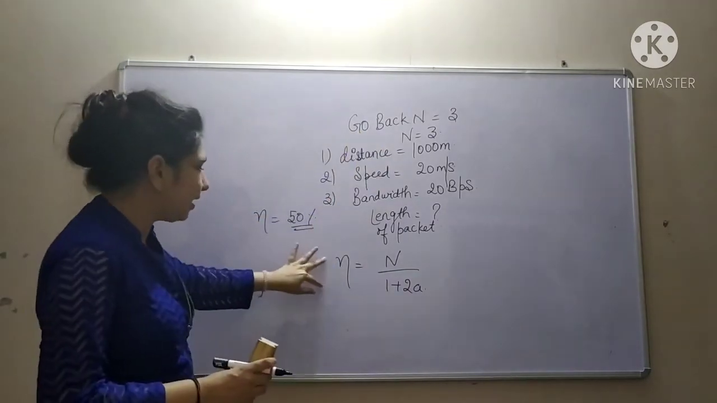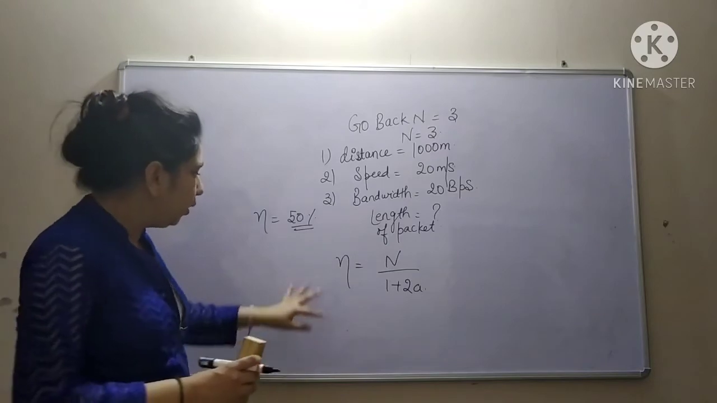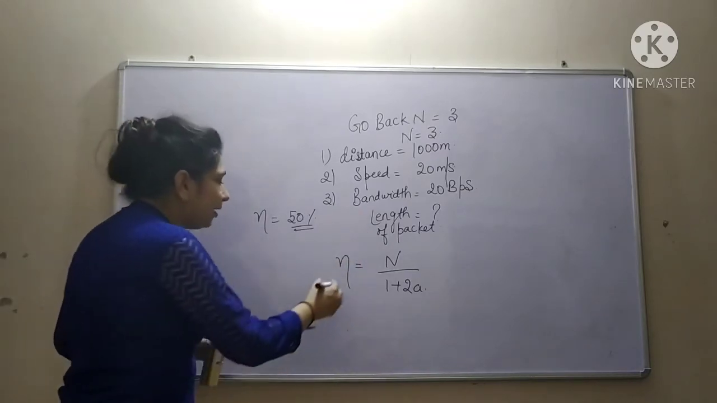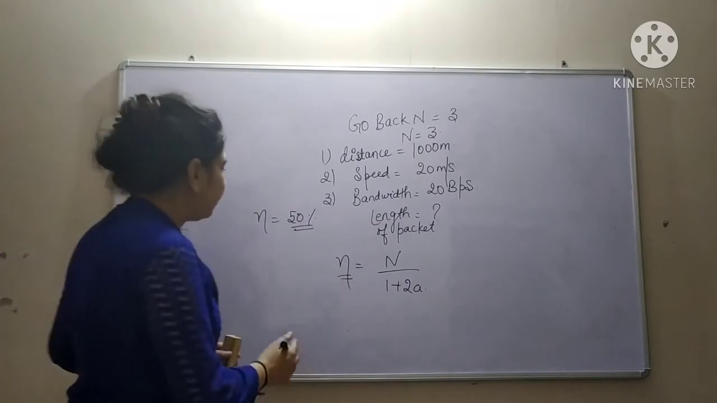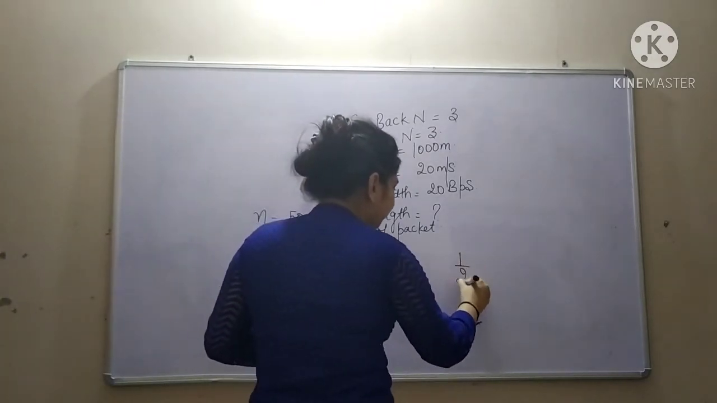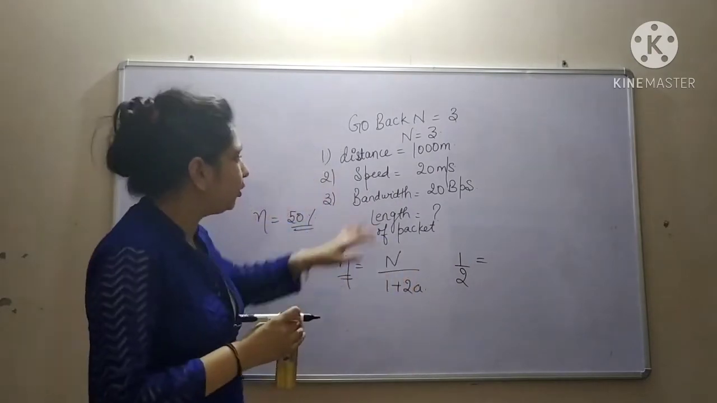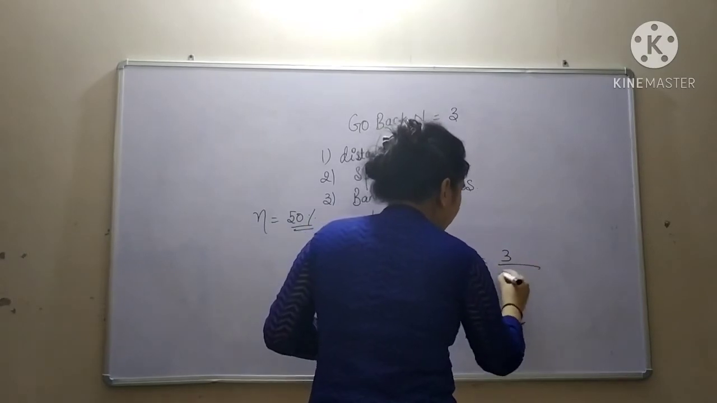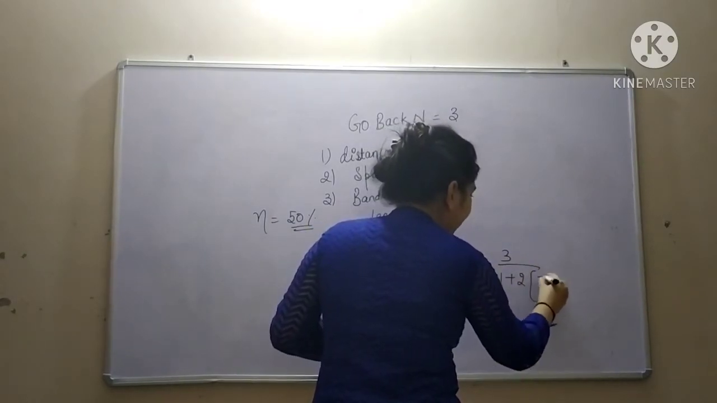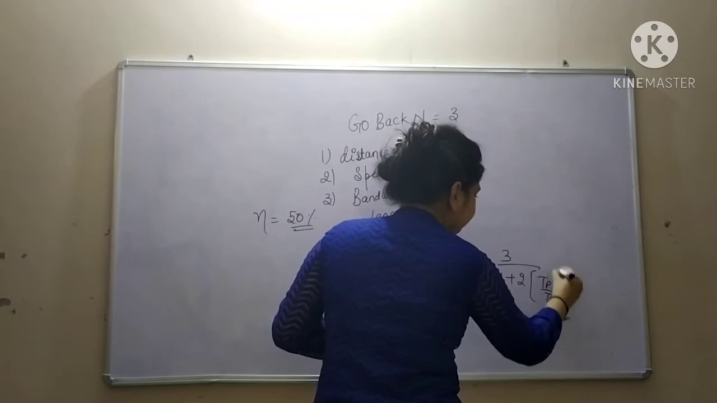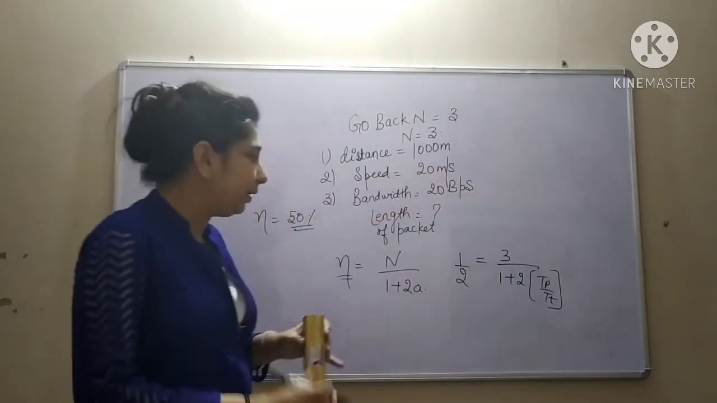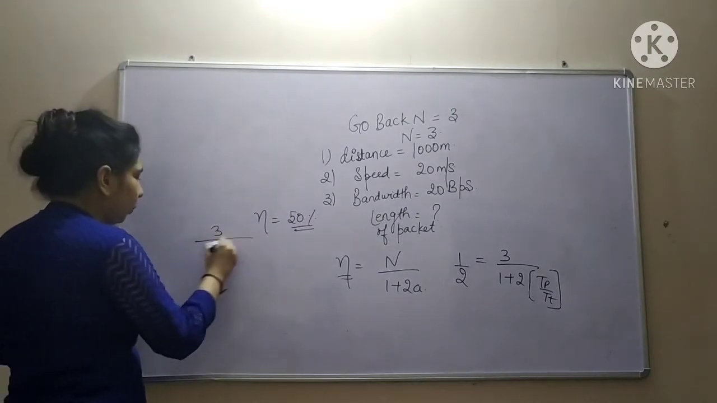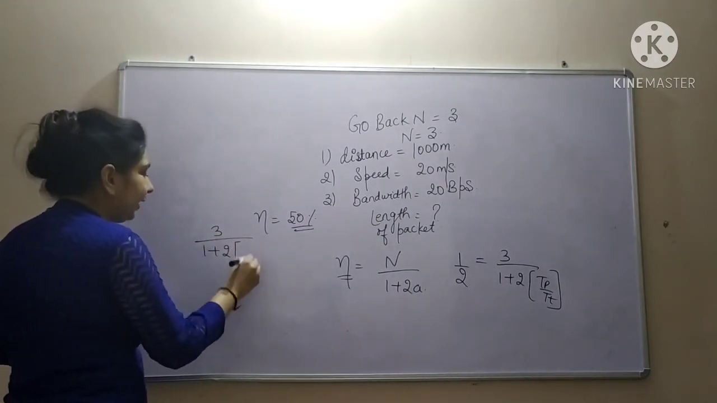We discussed this efficiency in the last video. So we have to determine the length of the packet. How much efficiency do we need? 50%. So 1 by 2 equals, what is the value of n in this case? 3. 3 upon 1 plus 2 Tp by Tt. Okay, so 3 upon 1 plus 2 Tp by Tt.